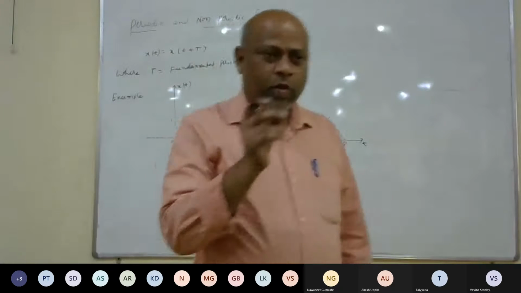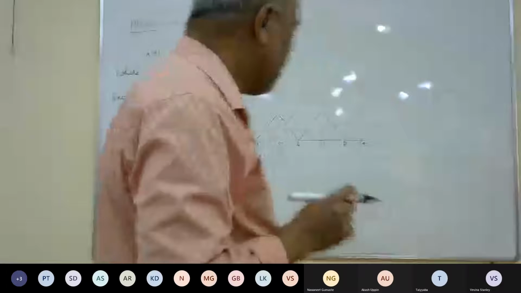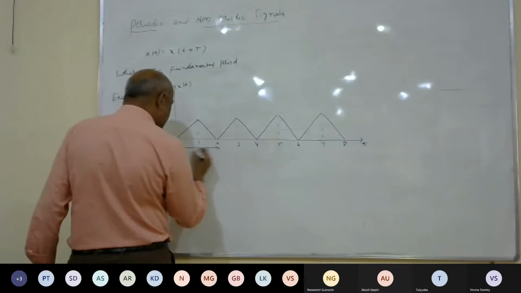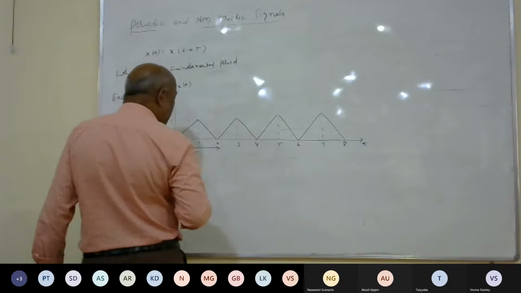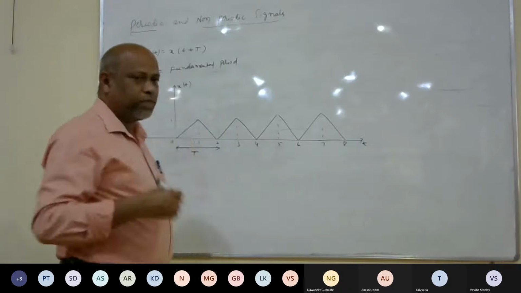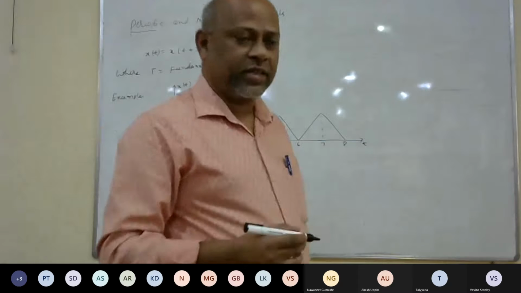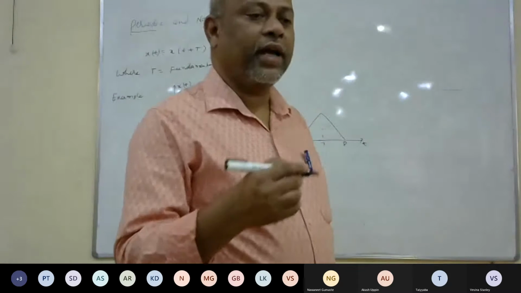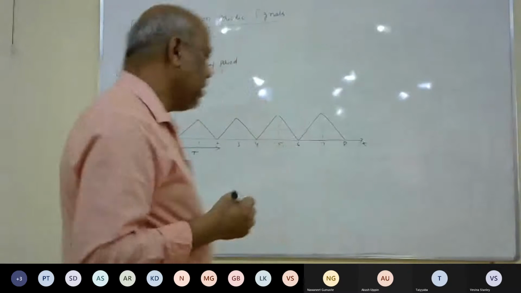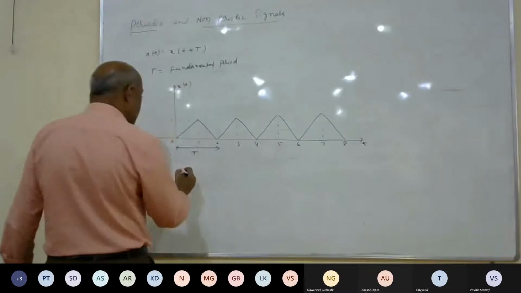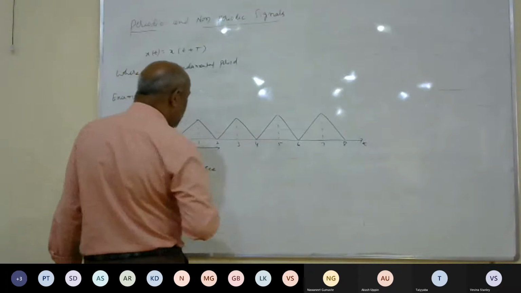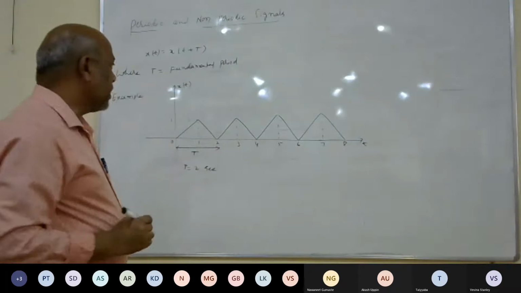That means, what is the fundamental period here? In this case, the signal in the range 0 to 2 has the same pattern repeating. We call that period the fundamental period. And here, in this case, capital T is equal to 2 seconds.